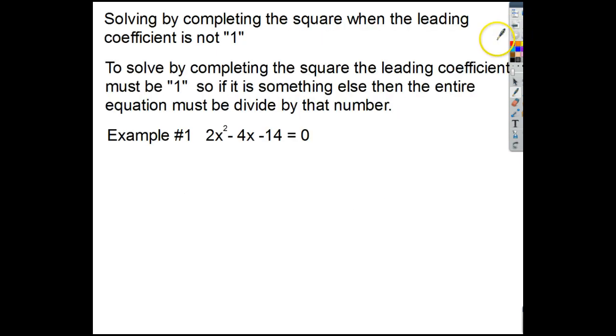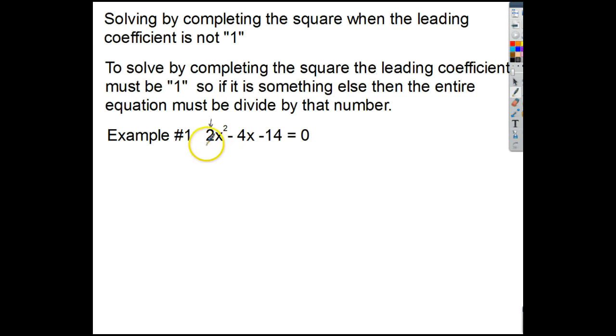Solving by completing the square when the leading coefficient is not 1. Now, if you remember a little earlier, I said we always have to have a 1 there, and if we don't have a 1, well then it's a problem. So to solve by completing the square, the leading coefficient must be 1. So if there's something else, then the entire equation must be divided by that number. So in example number 1 here, with the coefficient on the squared term being other than 1, we're going to have to divide by that.